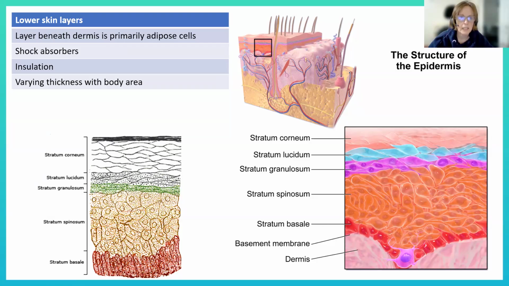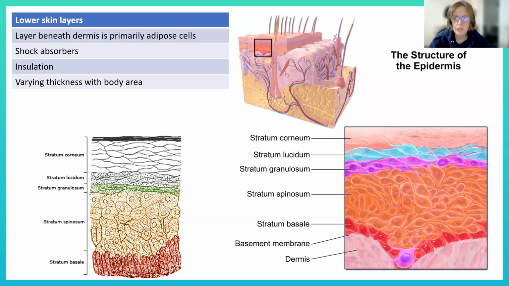And then underneath that, we've got this layer here, the subcutaneous layer, and this is basically adipose cells, and that's fat. Adipose tissue is just fat. You can see it looks like fat when you cut meat, doesn't it? And that's exactly what it is. It's a layer of fat. So this acts as a shock absorber. If we get bumps and knocks, it helps protect anything underneath the layer of the skin.